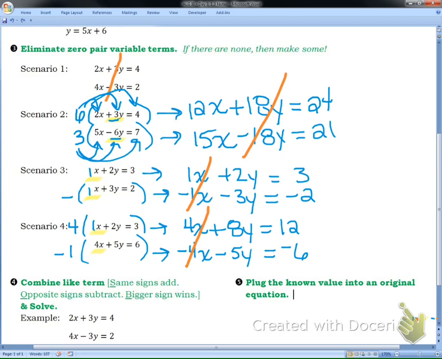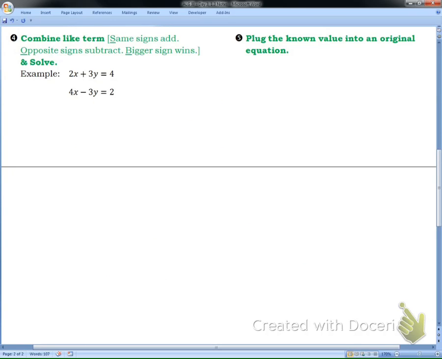Okay, so you will have those 4 different types of scenarios when you're eliminating your variables. In step 4, when you're solving systems of equations, after you've eliminated your variable, in this case, or eliminated your zero pair, then your next step is to combine the two equations together. You're going to be combining like terms. And remember, when you combine like terms, we use the rule of SOB. If the signs are the same, then you add. If the signs are opposite, you subtract. But the bigger sign always wins. Those are the rules of adding integers.